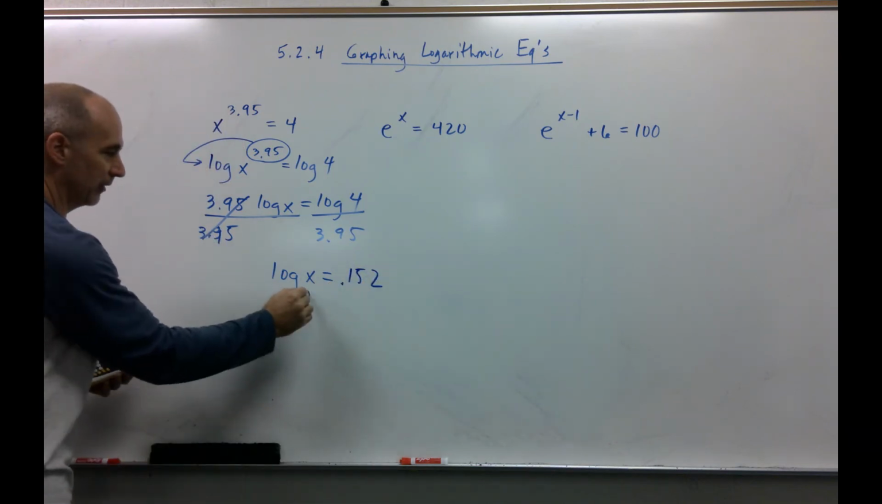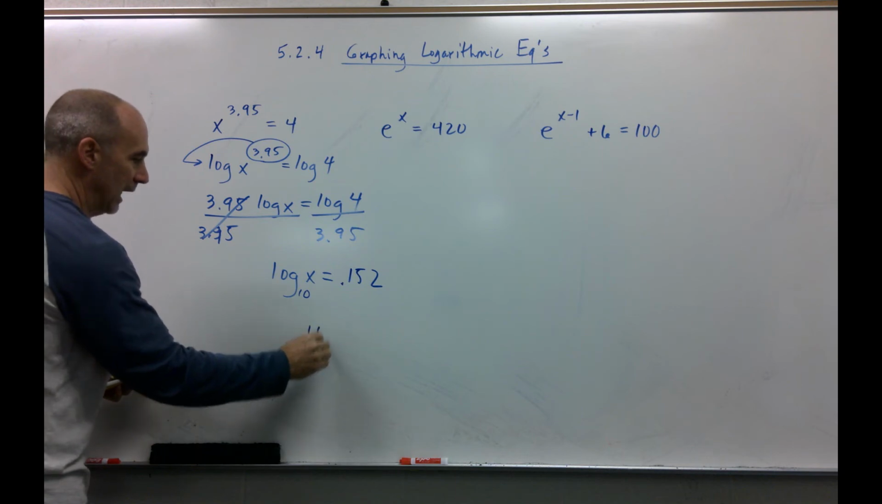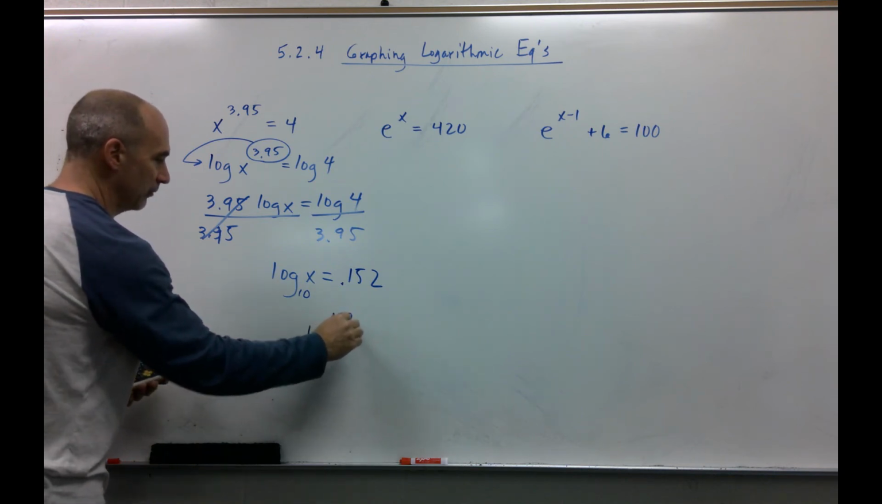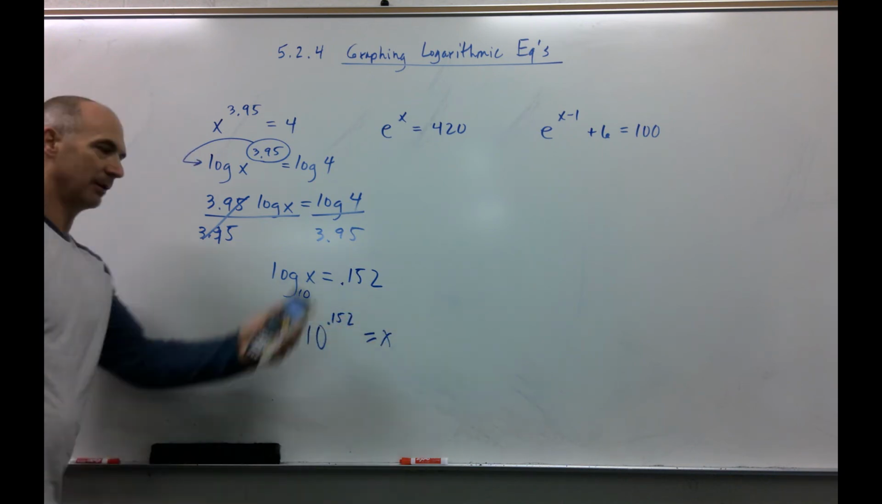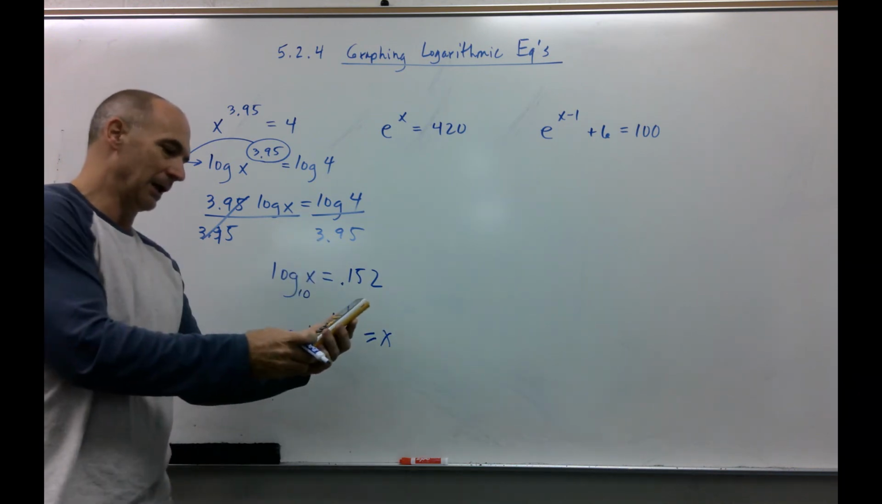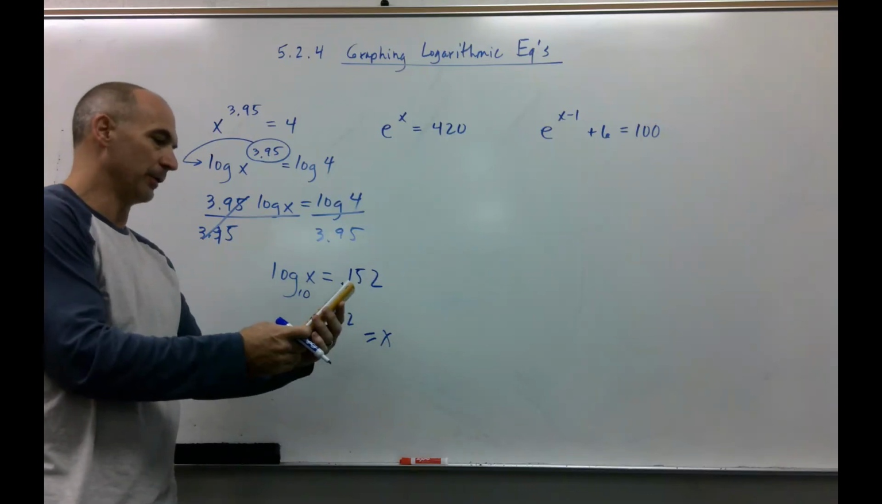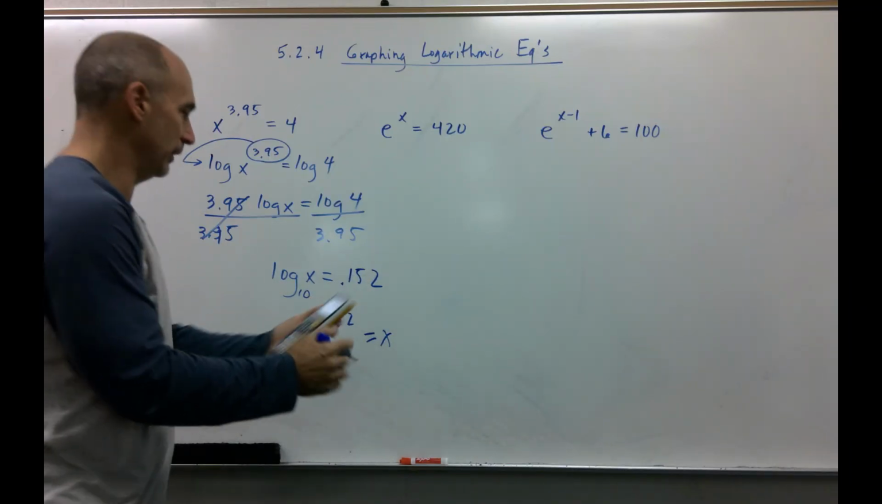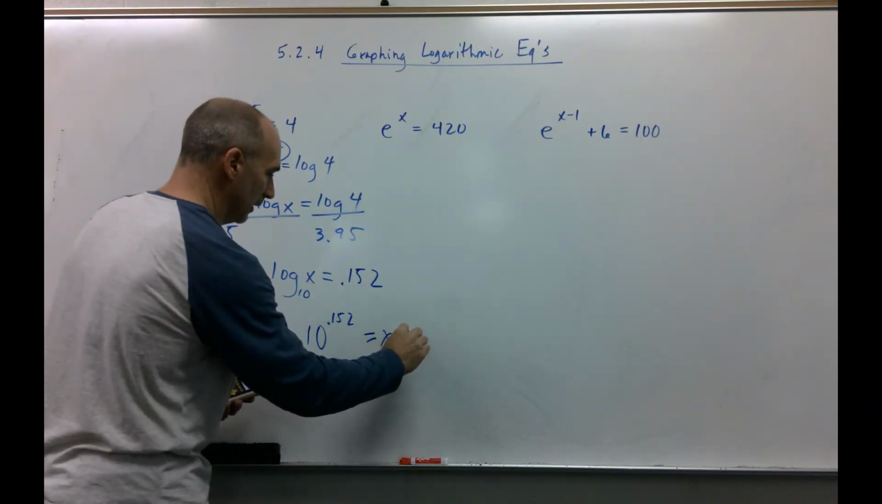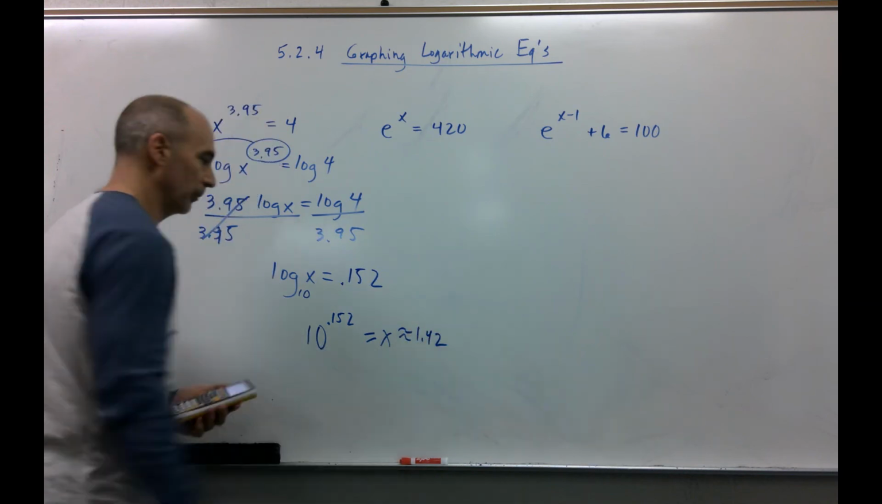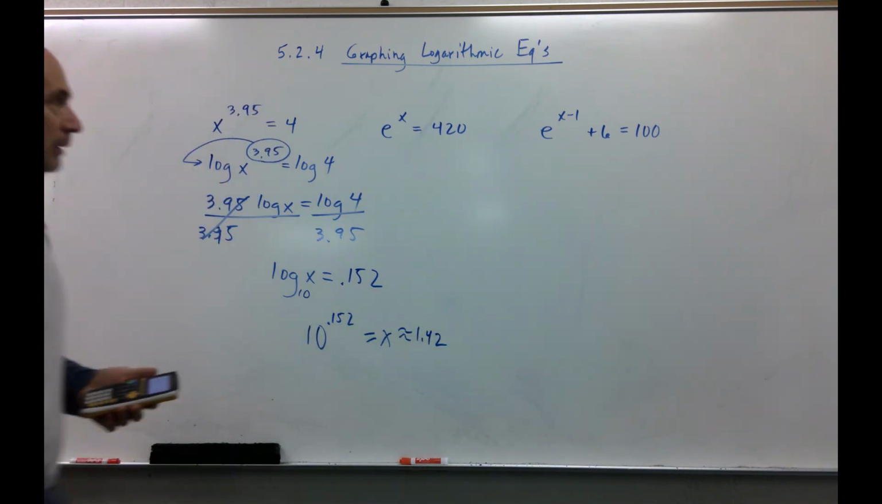Well, how are we going to figure that out? Well, there's an invisible 10 there, so 10 to the 0.152 power equals x. This is where we're going to use our handy-dandy calculator. 10 to the 0.152 power, I know that's weird, 1.42, approximately 1.42. Weird.